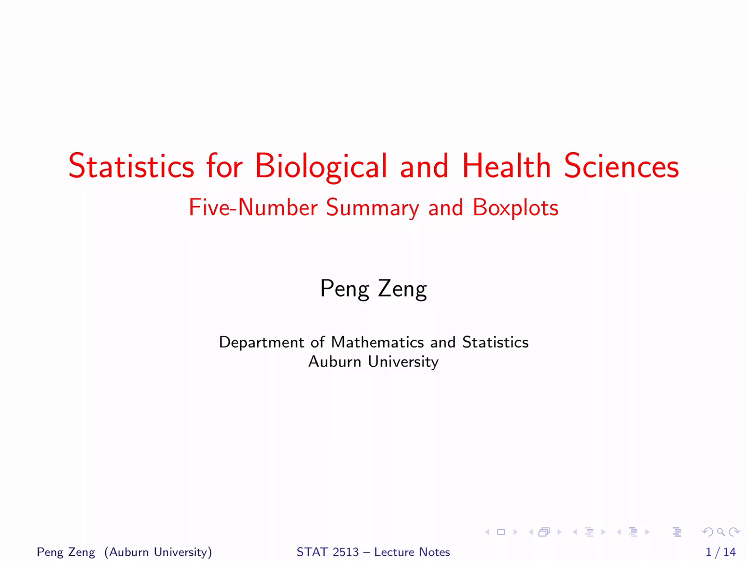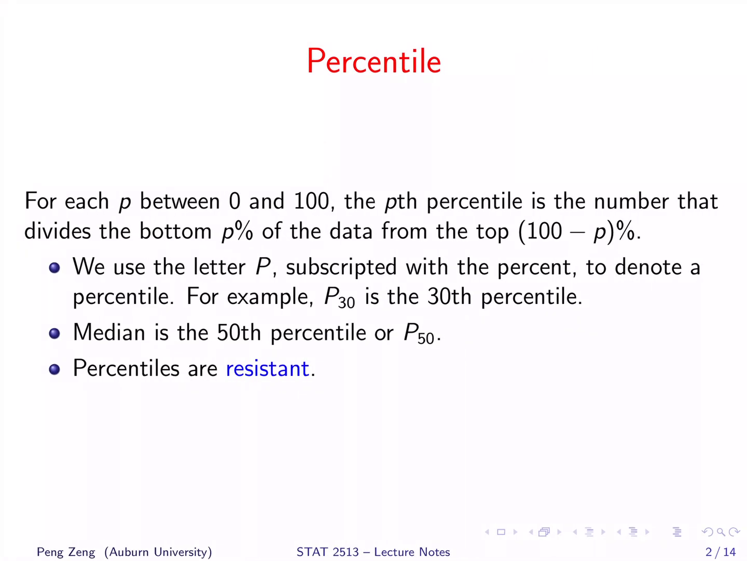In this class, we will discuss the 5-number summary and the box plot. First, let's see what a percentile is. For each p between 0 and 100, the pth percentile is the number that divides the bottom p% of the data from the top 100 minus p%. You should know this quantity.